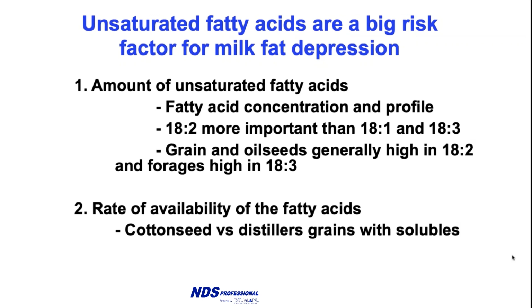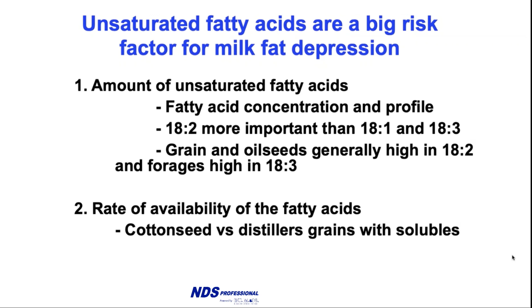The big comparison I always like to use there is cottonseed versus distiller grains. Cottonseed has more fat than distiller grains, about the same fatty acid profile, but we hardly ever see milk fat depression caused by cottonseed, but it's very common to see milk fat issues when we start feeding higher levels of distiller grains. And this really comes down to a rate of availability, that in whole cottonseed, that fatty acid is not protected in the rumen.